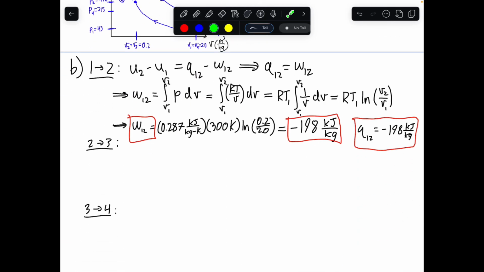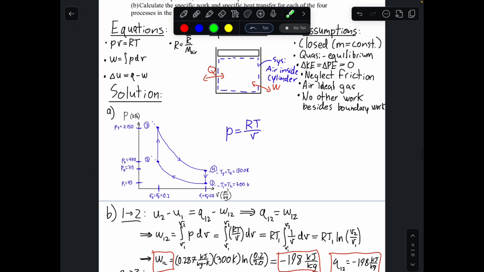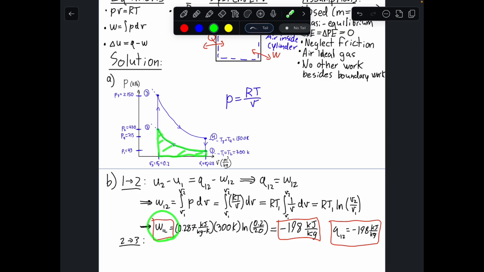Okay, now we can do the exact same thing from 2 to 3, but I also want to remind you that we are evaluating this equation as an integral of PDV, and we have a PV plot that we did in part A, so you can also see visually what this integral should look like on the graph here, because we know that the integral should be the area under the curve. So from 1 to 2, this is the area under the curve that we just found in part A. You know, this work was equal to a negative value because we're going from right to left here.